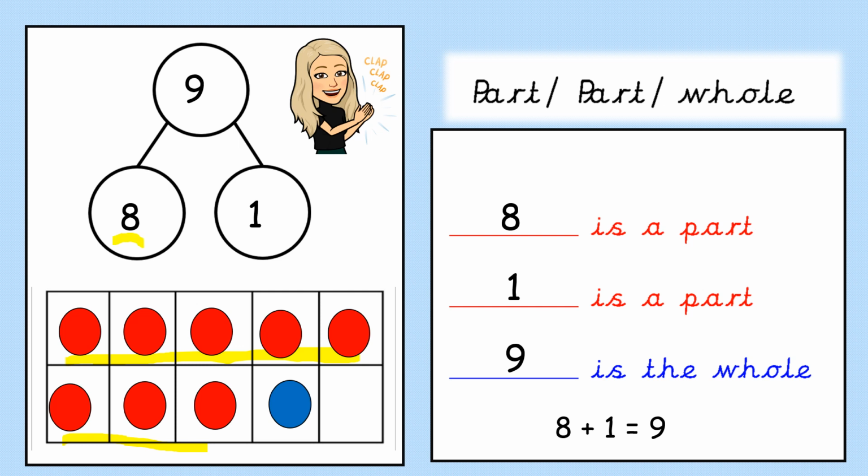So 8 is a part. 8 are red. How many are blue? 1. Very good. So 8 and 1 all together is 9. Very good. So our number sentence is 8 plus 1 is equal to 9.